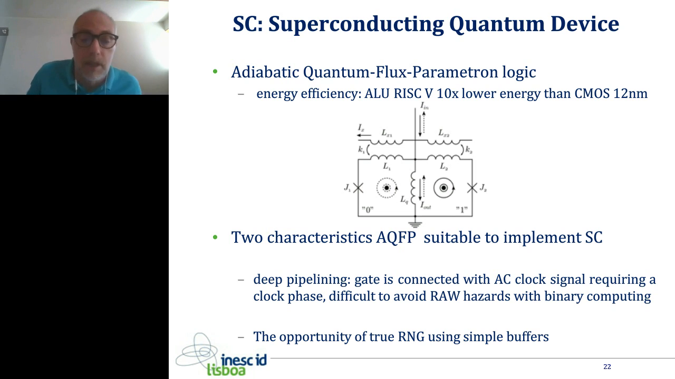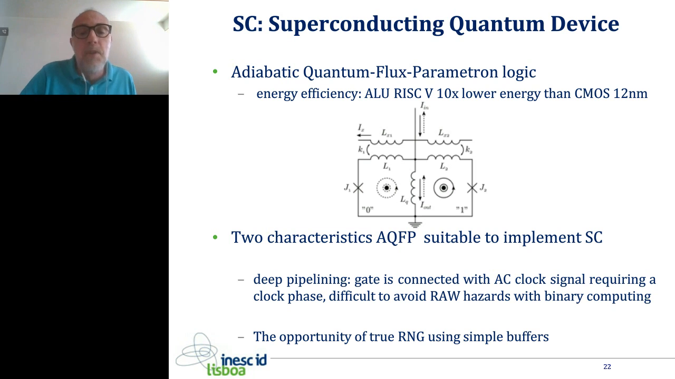so you can avoid this type of disadvantage of the logic. On the other hand, even with these simple buffers, as I depict in this picture, you have the opportunity of having a true random number generator, which is difficult to implement with current CMOS technology. And these random number generators, as we have seen, are quite important to do stochastic computing.